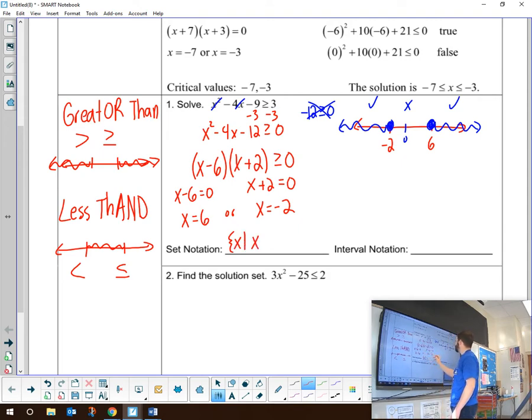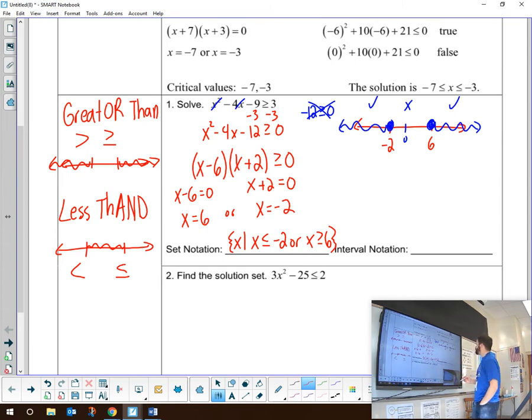It's just going to be x such that, and then we write my answers here. X is less than or equal to negative 2, or x is greater than or equal to 6. All right? There is my set notation, where that's the fancy one with the x such that.